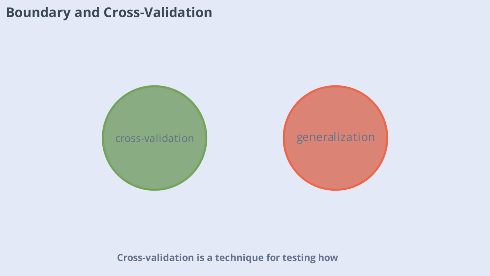Cross-validation is a technique for testing how well your decision boundary generalizes to new data. By splitting your data into training and validation sets, you can check if the boundary holds up across different samples.